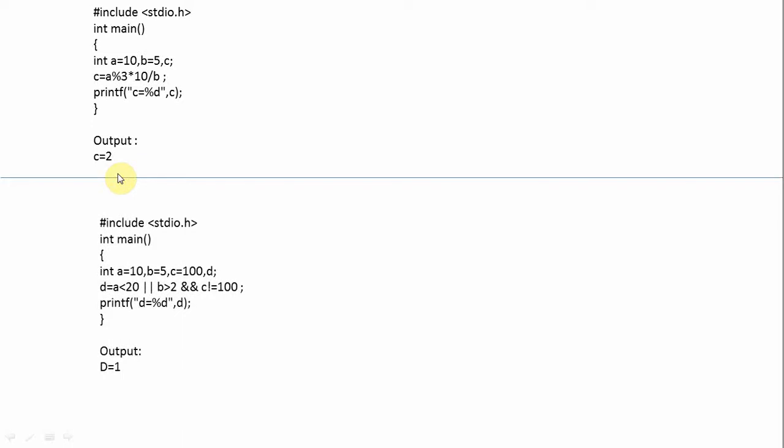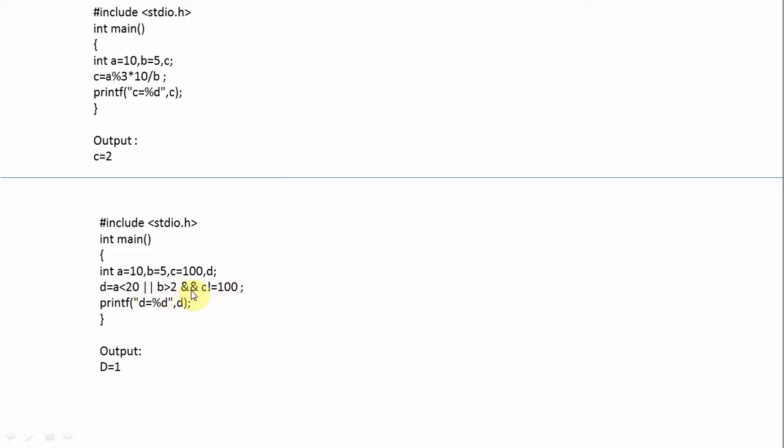Now in this second example, we have three variables, namely A, B, C. The value of A is 10, that of B is 5, that of C is 100, and we have declared another variable, a fourth variable, D. Now we are going to evaluate this expression: A is less than 20 or B is greater than 2 and C is not equal to 100.